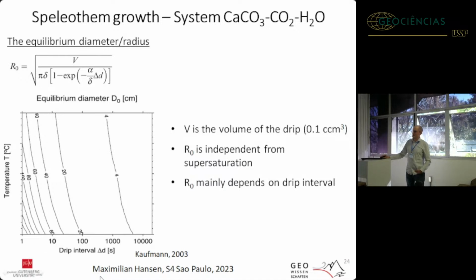So this is again the temperature plotted against the drip interval, and these lines are the equilibrium diameters in centimeters. And you see that for very long drip intervals, the equilibrium radius would be much lower than for very high drip rates. But this is just because you replace the solution faster, so that the initial supersaturation would be higher for faster drip rates. Okay.